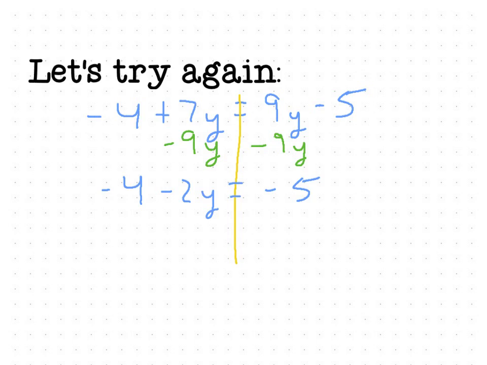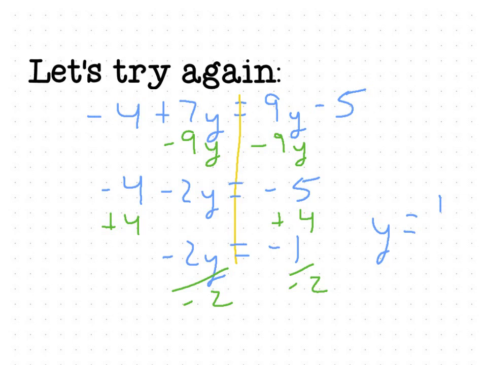Moving my constant term, I'm going to add 4. So I've got negative 2y equals negative 1. Inverse says divide by negative 2. So y will equal 1/2, or if you've used a calculator, possibly 0.5.